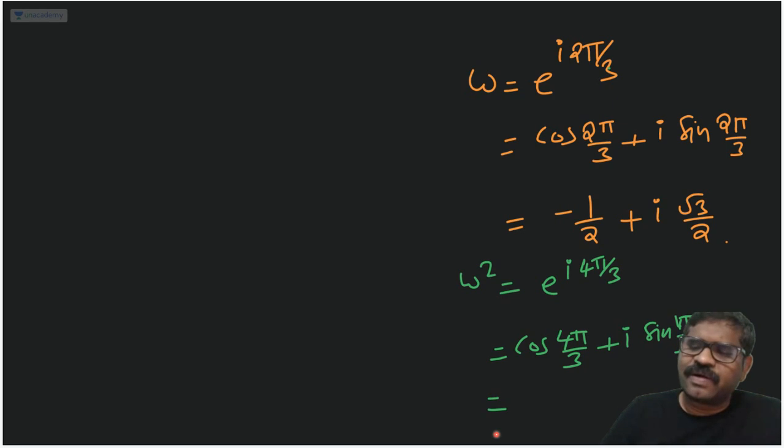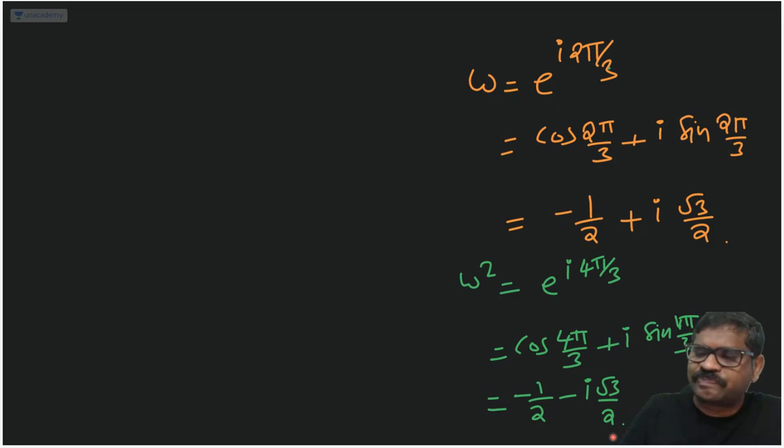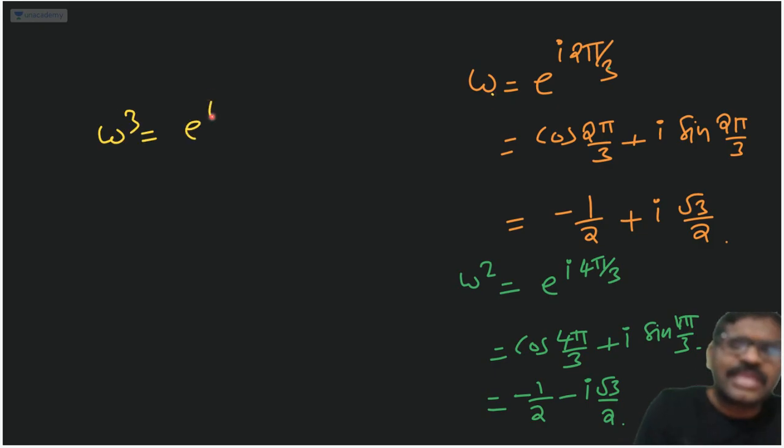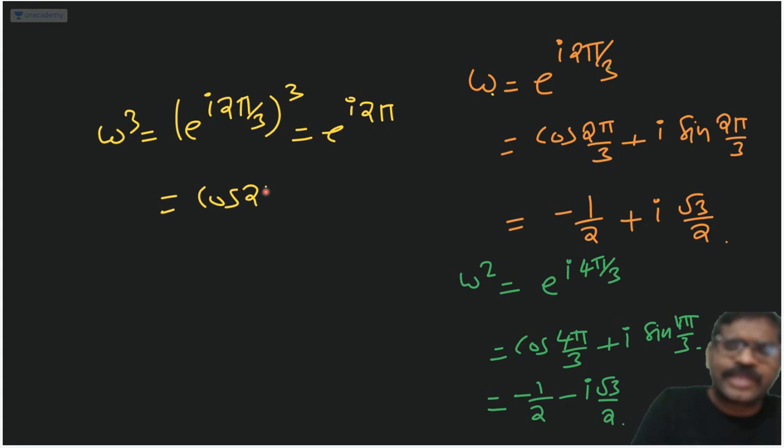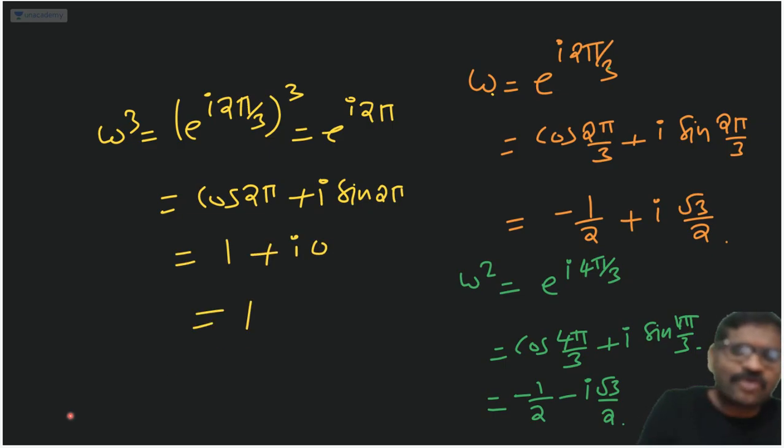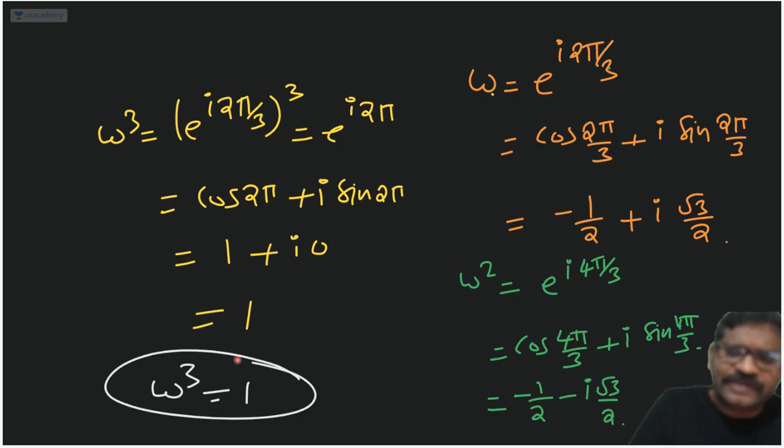Now, cos 4 pi by 3 is 240 degrees, which means third quadrant, cos negative, sin negative. Minus 1 by 2 minus i root 3 by 2. Okay. Now, sir, what about omega cube? If you take omega cube, e power i 2 pi by 3 whole cube, that is e power i 2 pi, cos 2 pi plus i sin 2 pi. That's 1 plus i into 0, which is 1. Omega cube is 1. Understood?